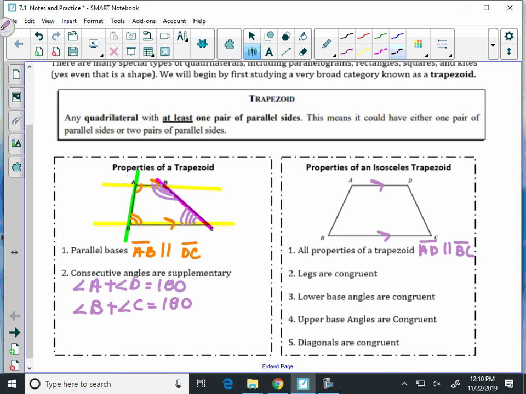The consecutive angles are supplementary. If you look at the second diagram, what are our consecutive angles? The angles on top of one another. What's our first set of consecutive angles? A and B. So angle A plus angle B is going to equal 180. What's our other set of consecutive angles? D and C. So angle D plus angle C is also going to equal 180.